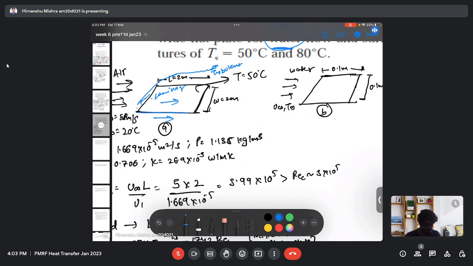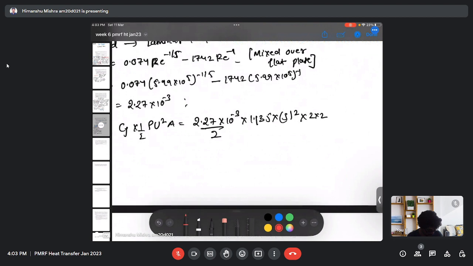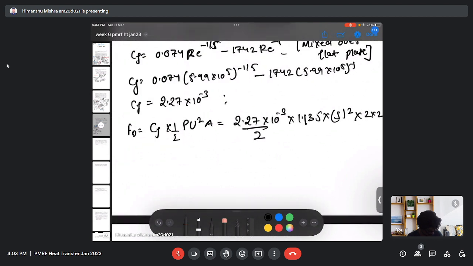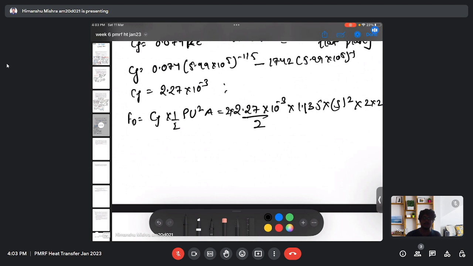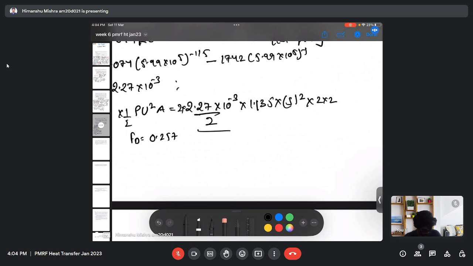So there will be some drag force acting on the top surface, and there will be drag force acting at the bottom surface also. So the drag force at the top surface will be Fd, and at the bottom surface also it is Fd. So the total drag force will be twice the drag force. Here I will just multiply it with 2, because we are calculating the drag force at the top as well as at the bottom. We just need to solve this equation, and we will get the drag force of about 0.25 Newton.